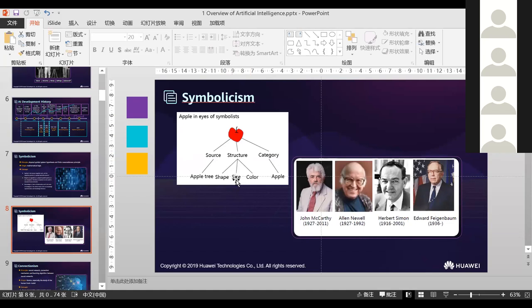And the size of an apple, the shape of an apple, and the source. When we see a pattern like this, it reminds us about the source. Where does this item come from? Maybe if it comes from an apple tree and looks like this, we will know it's an apple, and also by category. So that is symbolism. Scientists who believe in symbolism think that our brain is made up of patterns and principles.